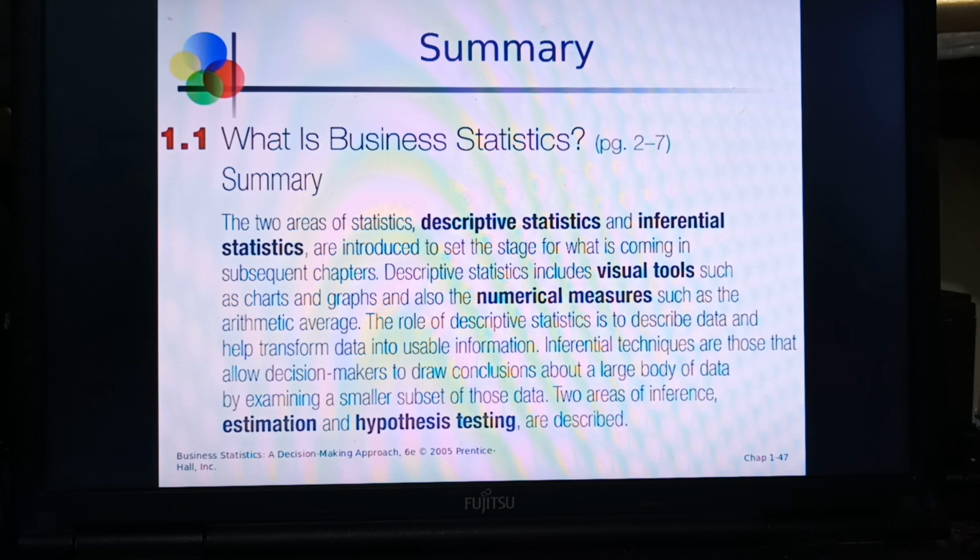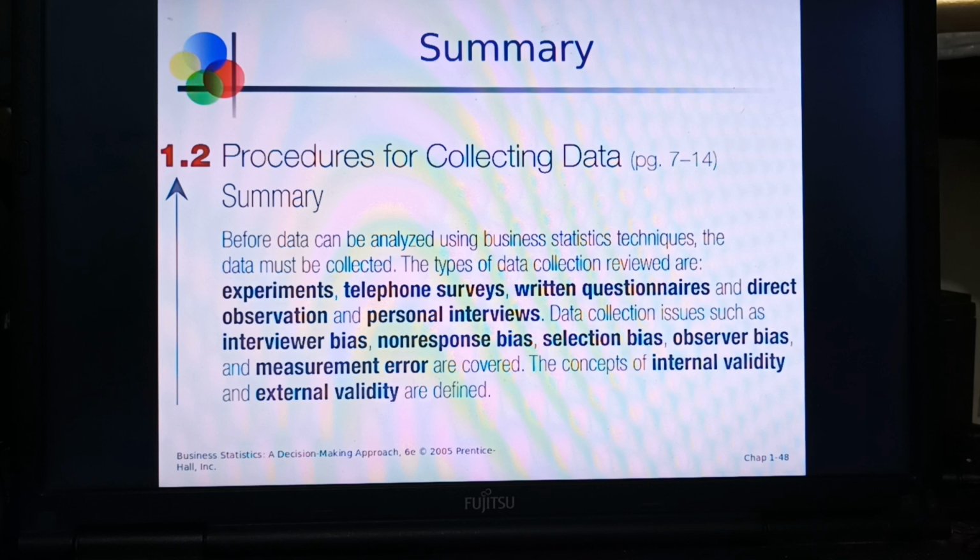Two areas of inference are estimation and hypothesis testing. They are described. Then, before data can be analyzed using business statistics or statistics in general, statistics techniques, the data must be collected. The types of data collection reviewed are experiments, telephone surveys, written questionnaires, and direct observation.